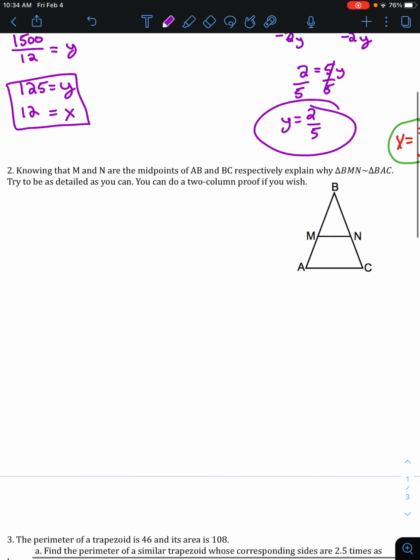Moving on to question 2. This asks you to explain why triangle BMN is similar to triangle BAC. The idea here is to get you thinking all about mid-segments. Mid-segments is one of the topics we covered, and there are 2 really important things about mid-segments. Remembering that a mid-segment is defined as connecting the midpoints of 2 segments.